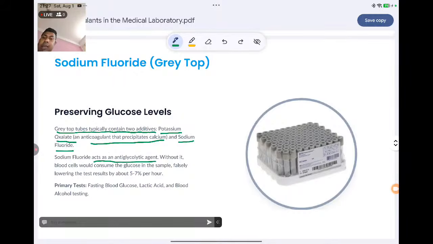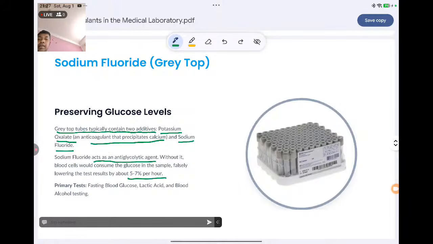Without it, blood cells would consume the glucose in the sample. So sodium fluoride is a very important agent, that is, it prevents glycolysis in the blood. Without sodium fluoride, the blood will consume glucose in the sample. Therefore, it will falsely lower the test result by about 5 to 7% per hour.